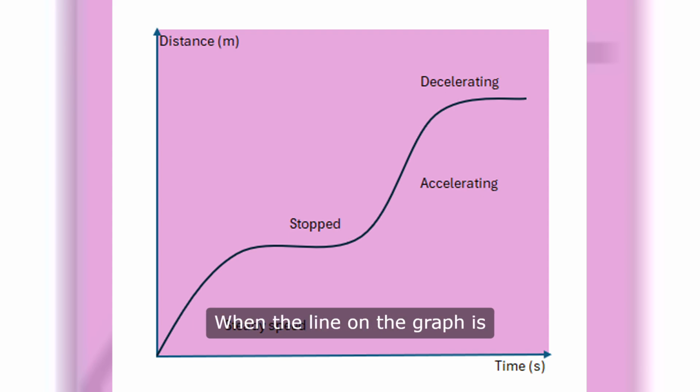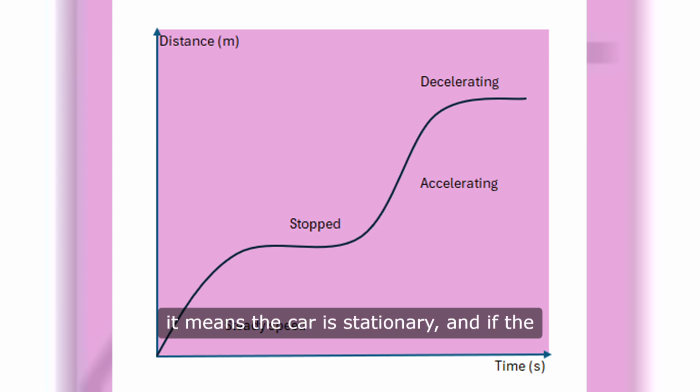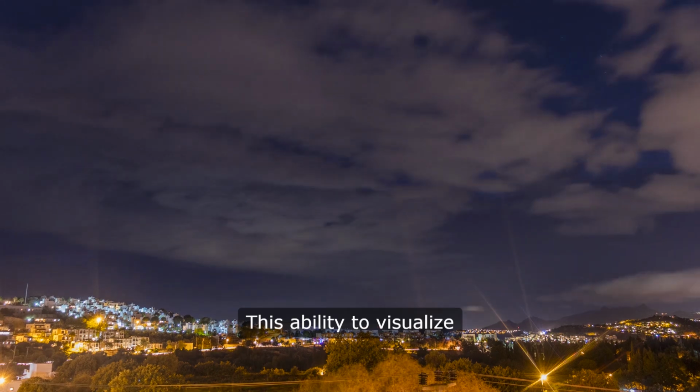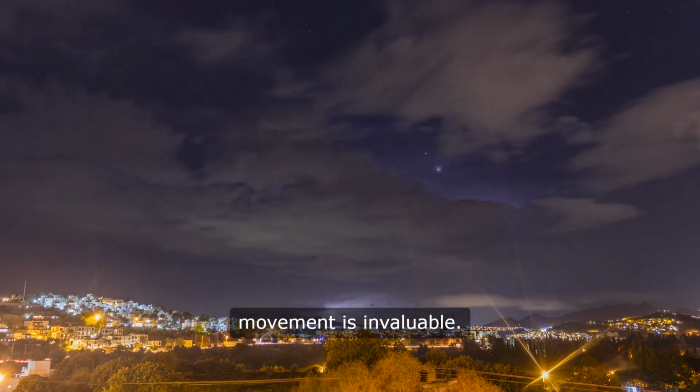When the line on the graph is straight and sloped upwards, it indicates that the car is moving at a constant speed. The steeper the slope, the faster the car is traveling. Conversely, if the line is horizontal, it means the car is stationary, and if the line slopes downwards, it indicates that the car is returning to its starting point. This ability to visualize movement is invaluable.